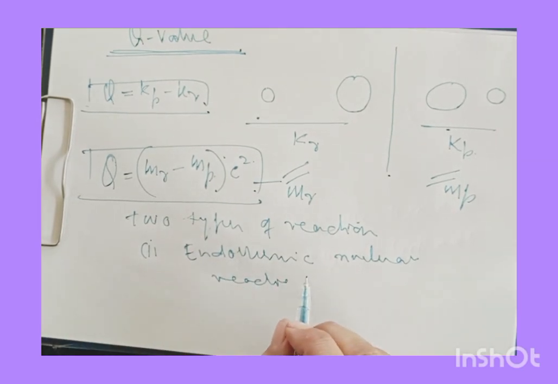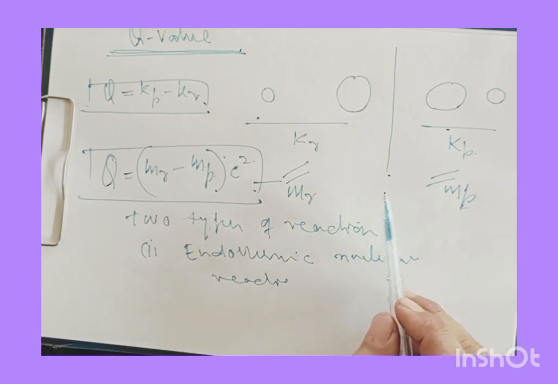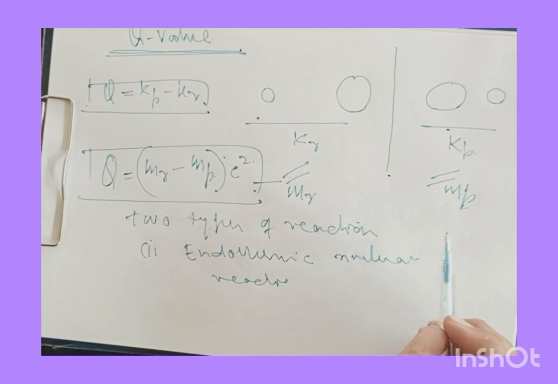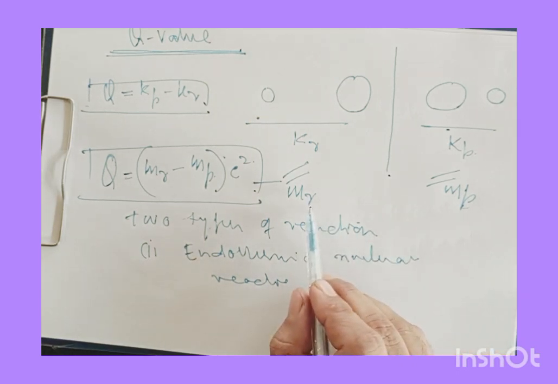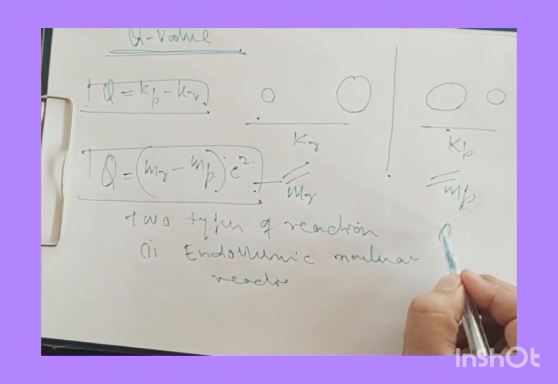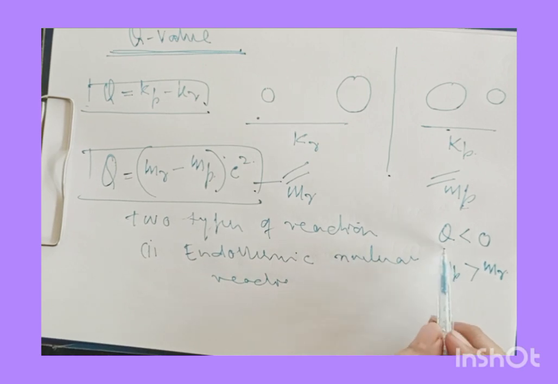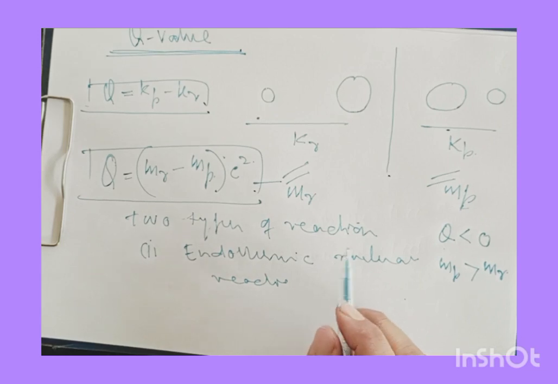Endothermic nuclear reaction. Now, if the mass of the products of a nuclear reaction is greater than the mass of the reactants of the nuclear reaction, then this Q value is negative. Q is less than zero if the mass of the products is greater than the mass of the reactants. In this case, Q value is negative. Such a kind of nuclear reaction is known as an endothermic reaction.